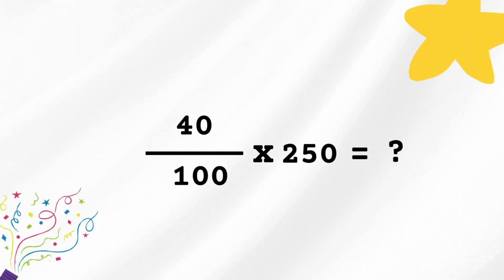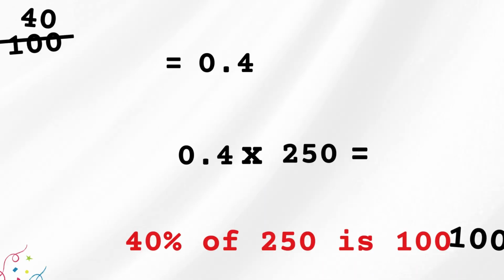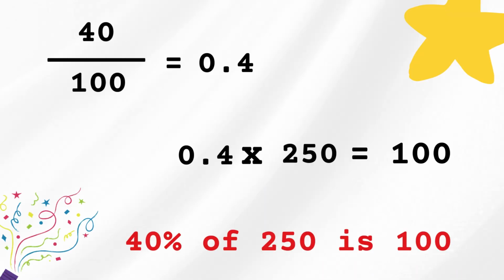We want to find 40% of 250, so 40% to a decimal. To do this, we divide 40 by 100. So 40% becomes 0.4. Now the magic happens. We simply multiply 0.4 by 250. And there you have it. 40% of 250 is 100. So if you had 250 ice pops, yum, yum, yum, and wanted to share 40% with a friend, you would give them 100 ice pops.